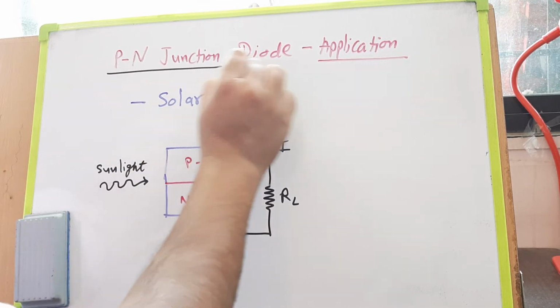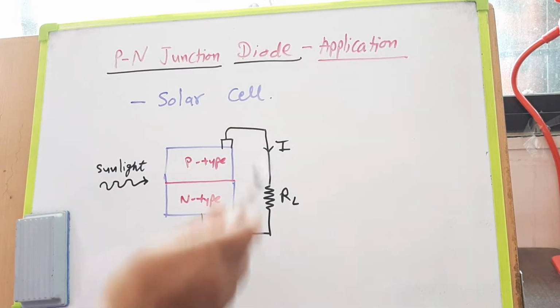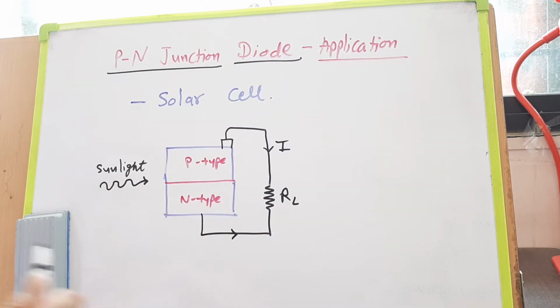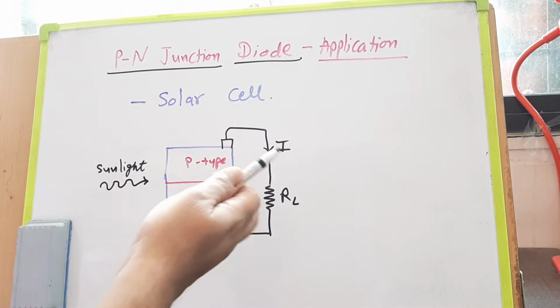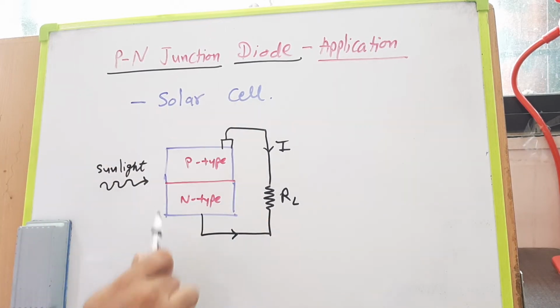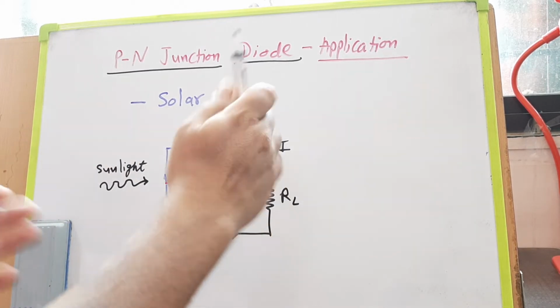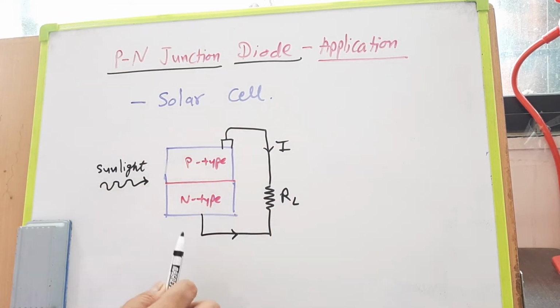Whatever p-n junction diode we have learnt, what are its applications? The main application we have in our syllabus is the solar cell. So what is a solar cell? Basically a solar cell is nothing but a p-n junction diode, just represented vertically.